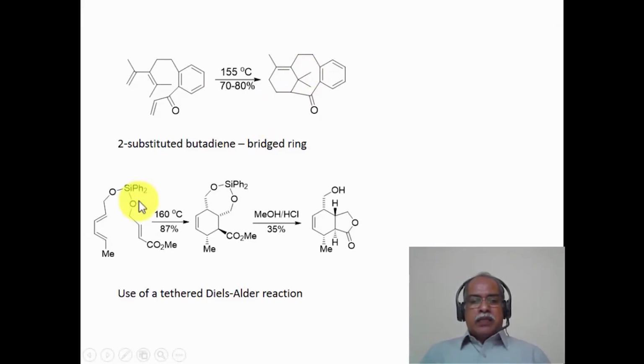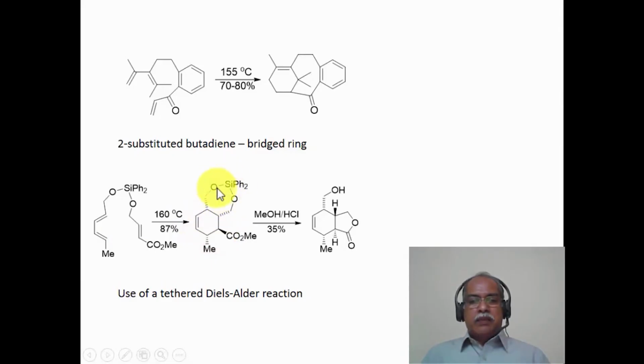Now it is possible to attach the diene and dienophile through a temporary connector like the silicon connector in this particular case. The diene is an alcohol, the dienophile is also an alcohol. The alcoholate is reacted with diphenyl silyl dichloride to get this silicon bridged system. In other words, this is a tethering that is used, which is a removable tethering. So heating this particular diene-dienophile combination essentially results in the formation of the adduct which is shown here. This adduct is essentially the endo adduct of this particular molecule.